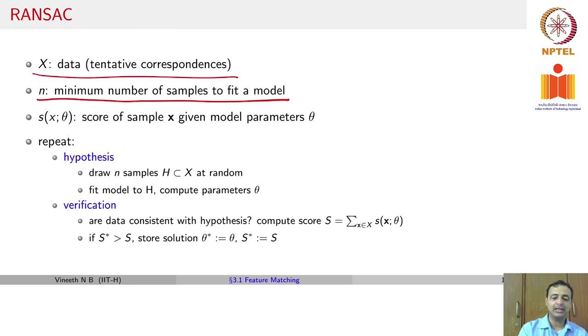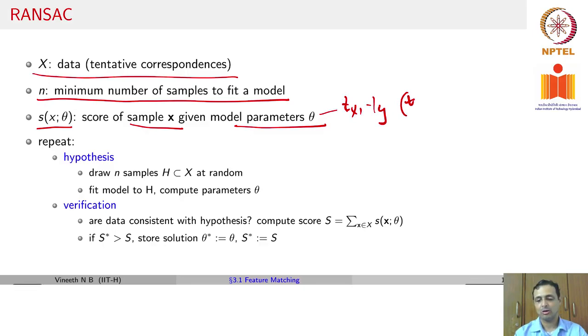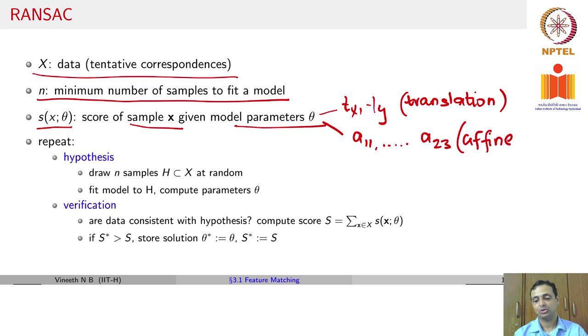And let's assume that in each of these cases, you're going to have a score S(x, theta), which gives us the score of sample x given model parameters theta. Theta is just the model parameters that we are trying to learn. If it's rotation, you're going to have just 1 parameter theta. If it's translation, then theta would be tx, ty. If it's affine, we already saw that you're going to have a11 all the way till a23, 6 such values. Those are your model parameters that you want to learn.